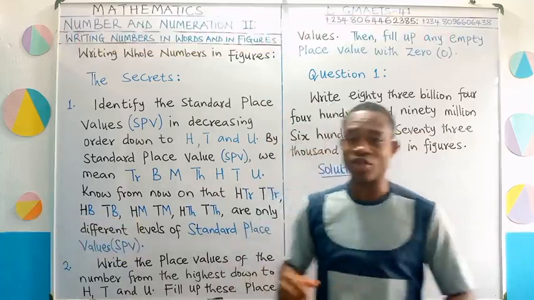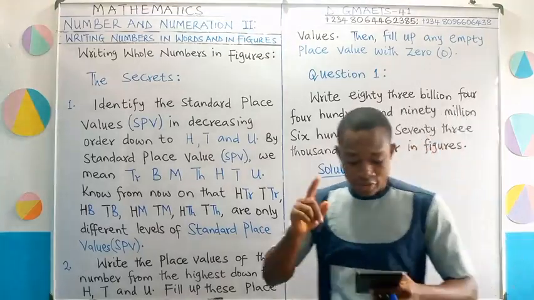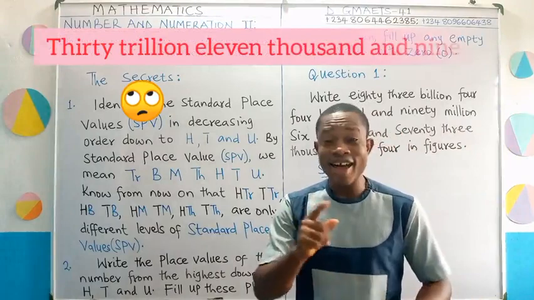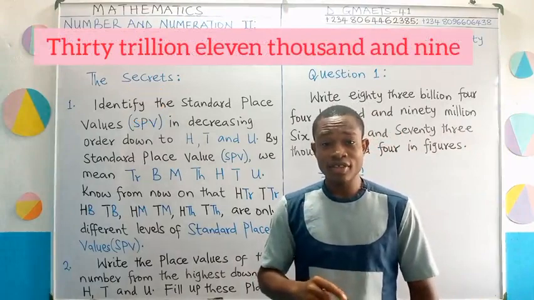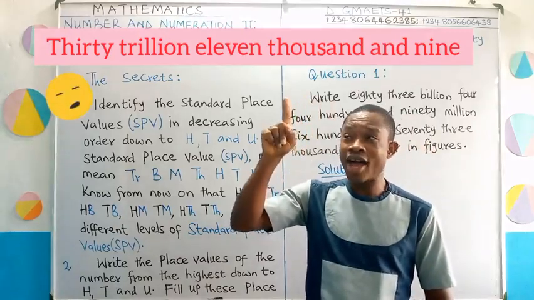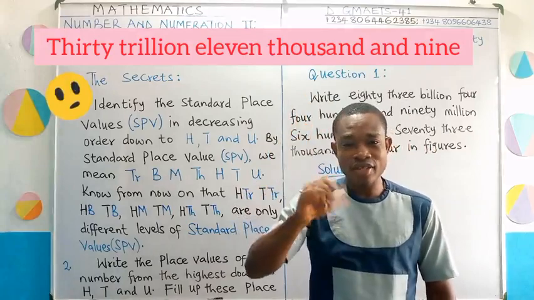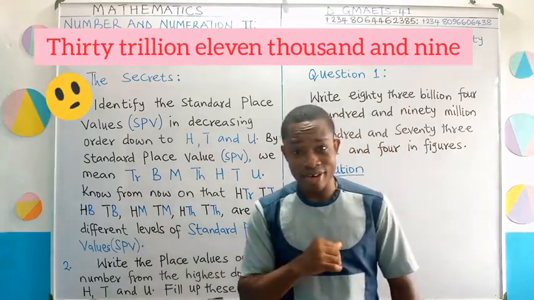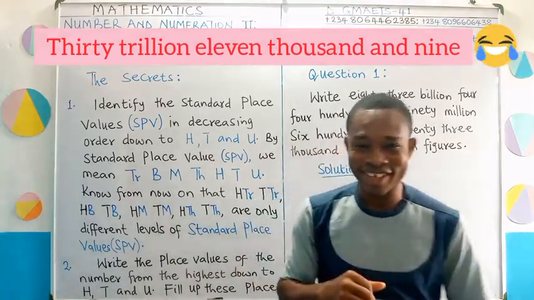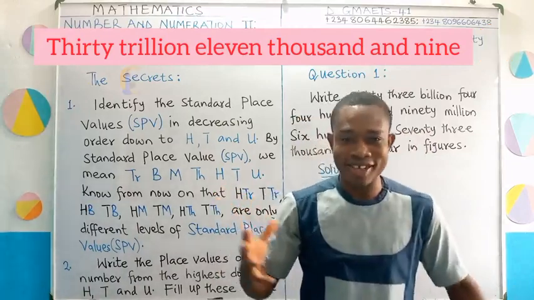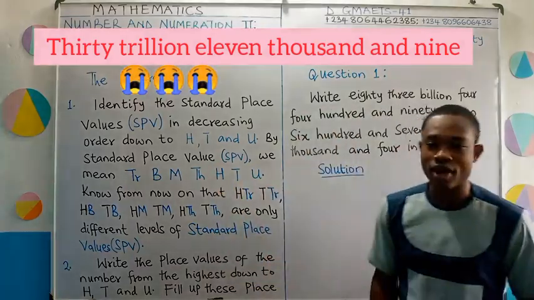Okay, how about this? Let's try this, okay? Are you ready? 30 trillion, 11,009. Once again, 30 trillion, 11,009. Write it in figure. Are you stuck? The number is too large, right? Then you're like, how do I write this?